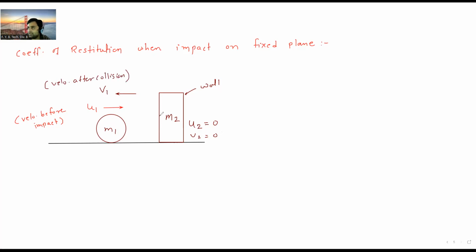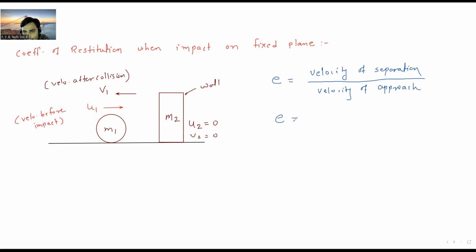After collision, the wall does not move from its place. So v2 is the velocity of the wall, which is still zero. Now, the coefficient of restitution, if I write the formula: coefficient of restitution is nothing but velocity of separation divided by velocity of approach. So e is equal to velocity of separation, v2 minus v1, divided by velocity of approach, u1 minus u2. But here u2 and v2 are zero. So I can write zero minus v1 divided by u1 minus zero.